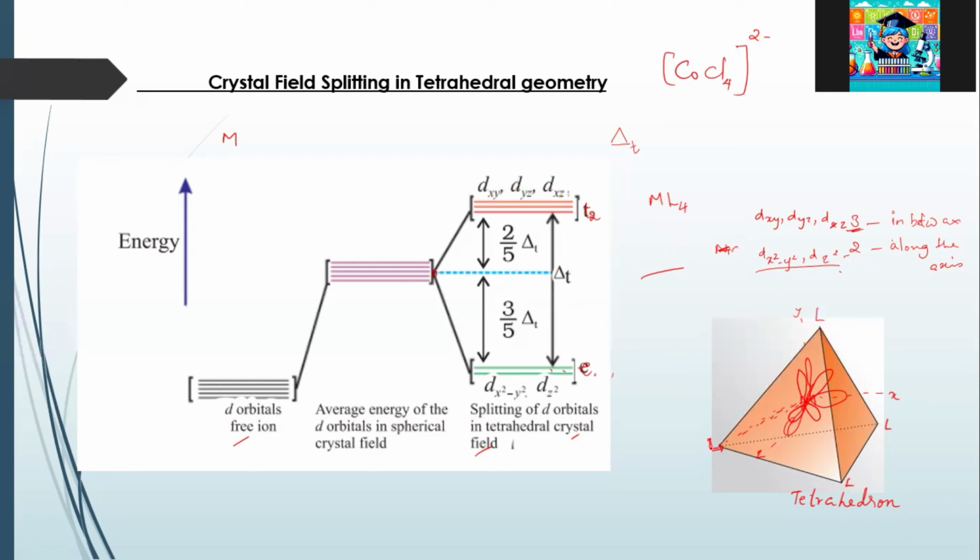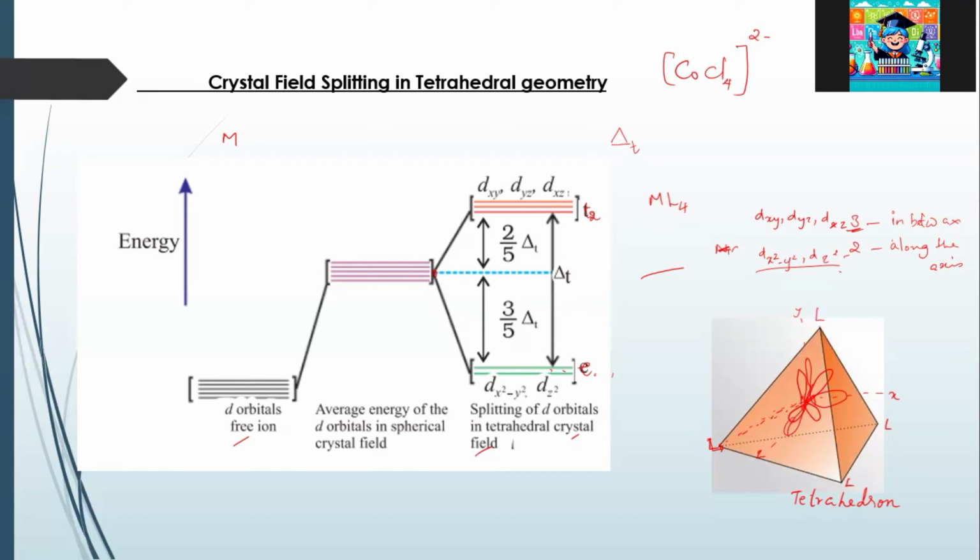This is happening because the ligands are coming in the direction of these d orbitals. But in the case of octahedral geometry, it is different, because the ligands are coming along the axes in that case. So because of the difference in the direction in which ligands are approaching, the d orbitals are split in different ways.